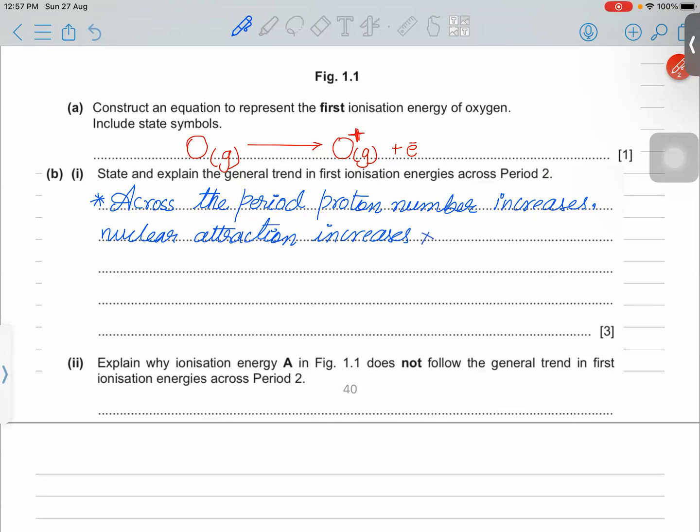Now, what about the shell? Shell increases or remains the same? Remains the same. So shielding remains the same. Wait, sir, if the number of shells increases, the shielding effect also increases, right? Exactly. Down the group, number of shells increases, shielding increases, nuclear attraction decreases, ionization energy decreases. But across the period, proton number increases, nuclear attraction increases, shell remains the same, shielding remains the same. So ionization energy increases.